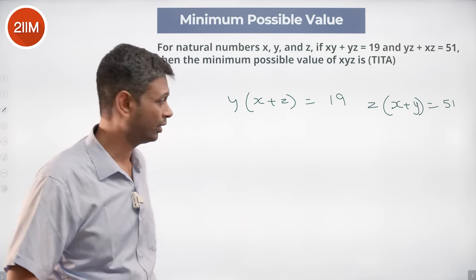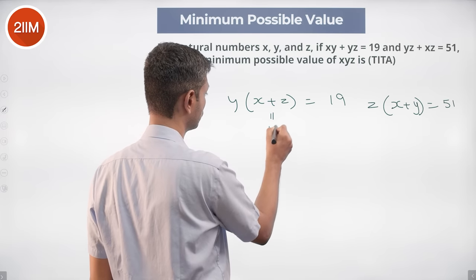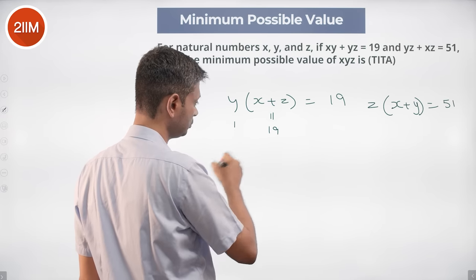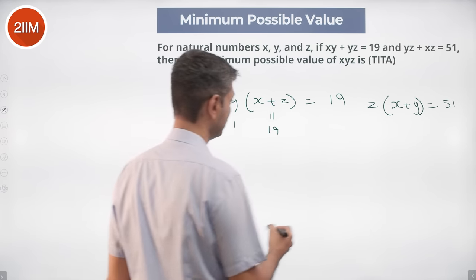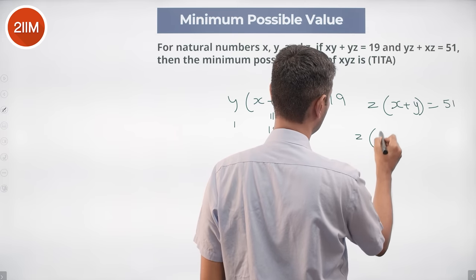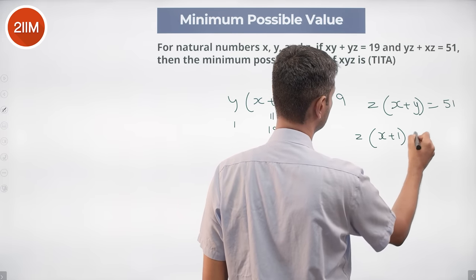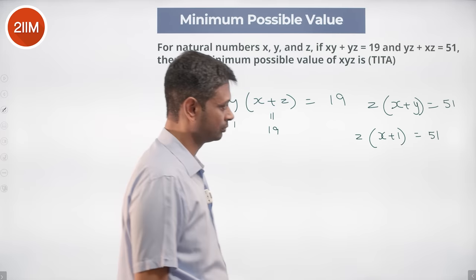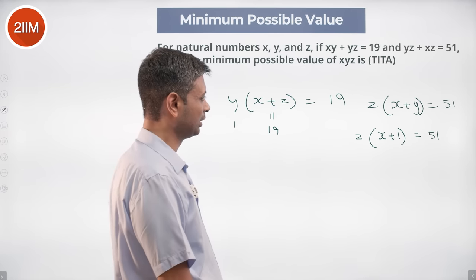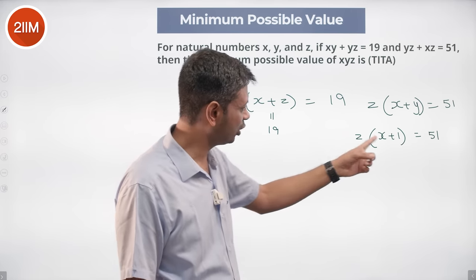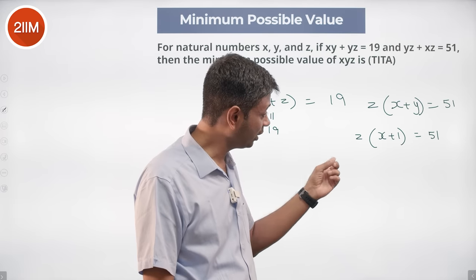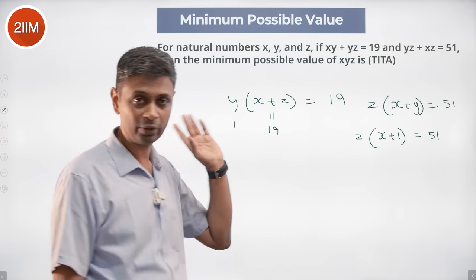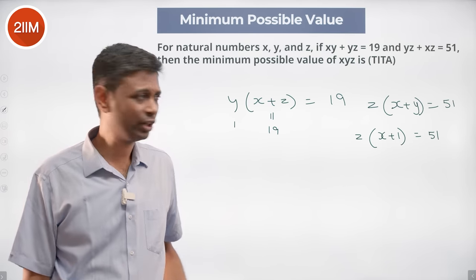x plus z cannot be 1, so x plus z is 19 and y is 1. Plug that in here. So z into x plus 1 is 51. This is not 51 into 1, since x cannot be 0. Not 1 into 51, since x is not 50. That we know. So 3 into 17 or 17 into 3.